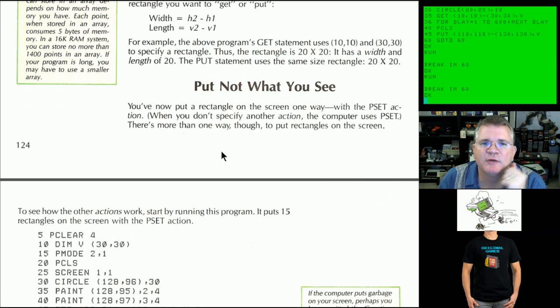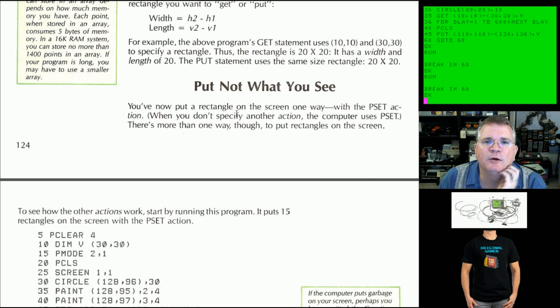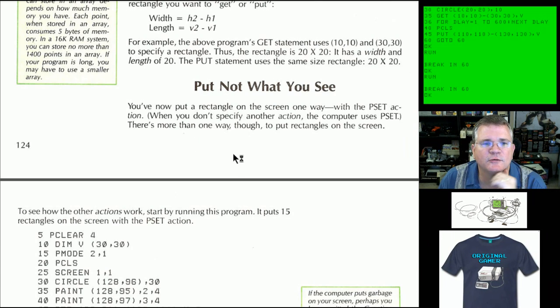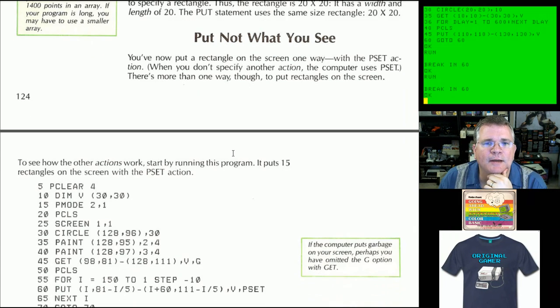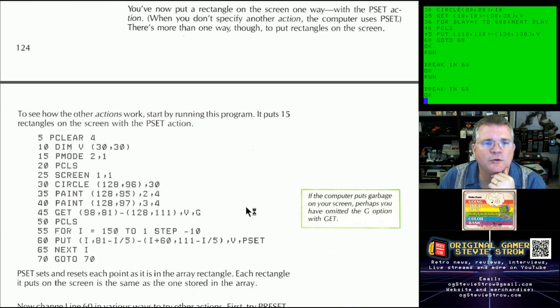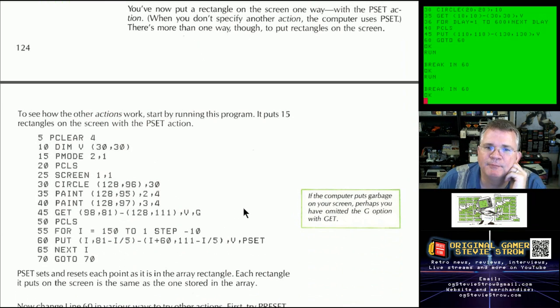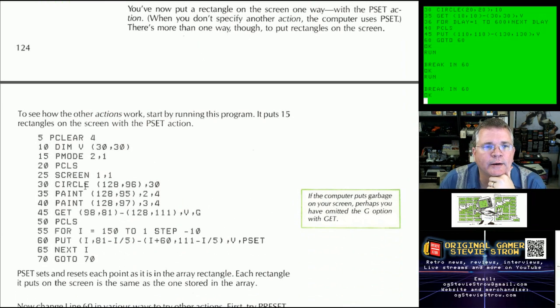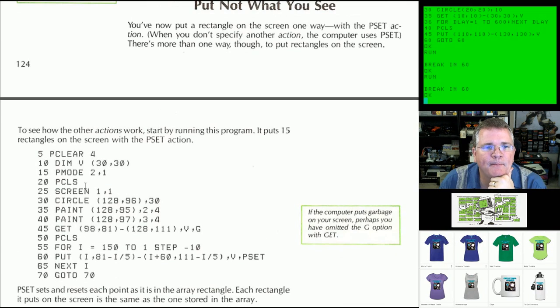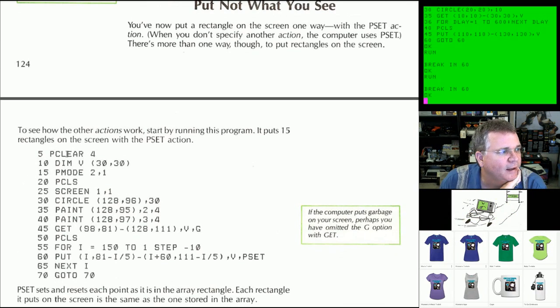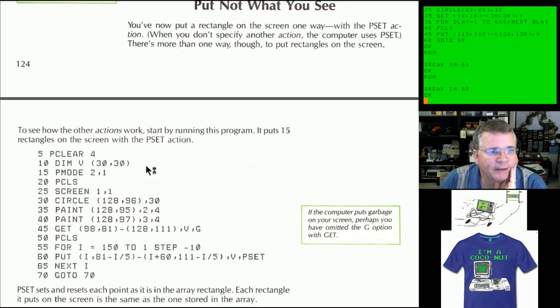Why don't we specify? It says if you don't specify the action, it automatically uses PSET. But it says there's more than one way to do it. And so now this is the new program. This is the program that actually didn't work. So this is the one I had to mess with. Let's look at everything that's wrong with this program.